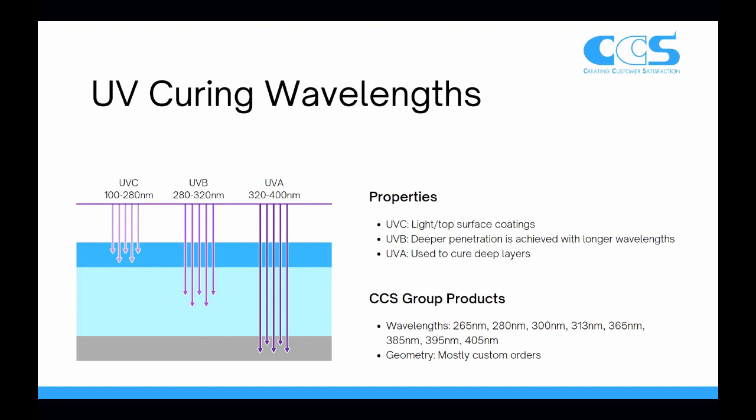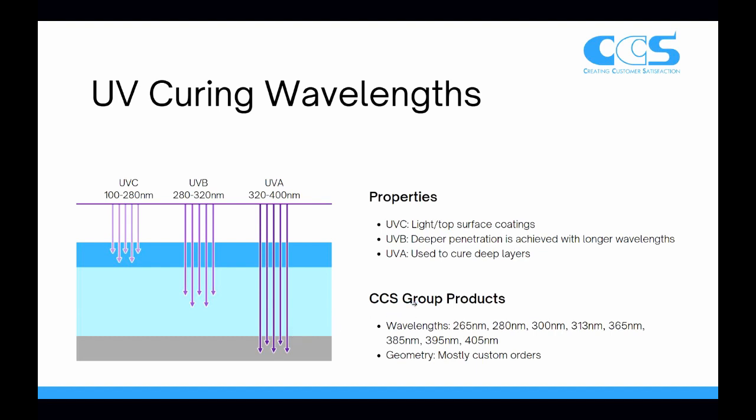So what do we use the different wavelengths for in UV curing? The same principle applies as for the light spectrum. As we get longer wavelength, we can penetrate more and more. So UVC is good for light top surface coatings. You just put an epoxy on and you're just curing that. UVB is for a little bit deeper penetration. Maybe you put a glue down and then you put something on top of it, and you want to cure that glue. You have to penetrate through the object first. And then UVA is used to cure deeper layers.